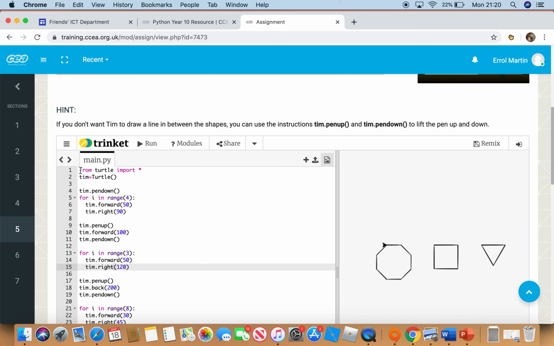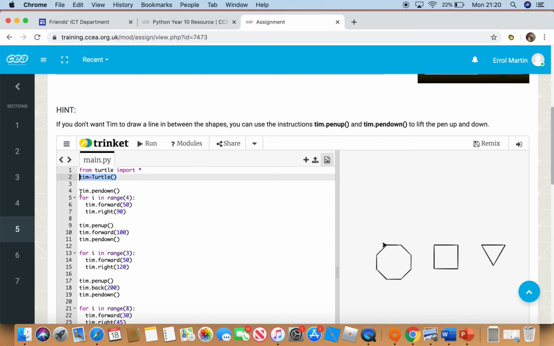So the first thing we needed to do was import the turtle module into our current program. Then we had to create a new Tim the Turtle, a turtle object. Remember, Tim the Turtle was effectively a pen that was able to draw the shapes on the console board.